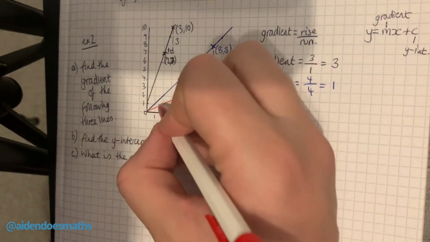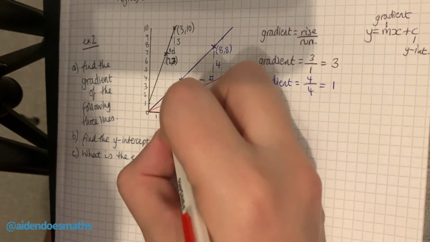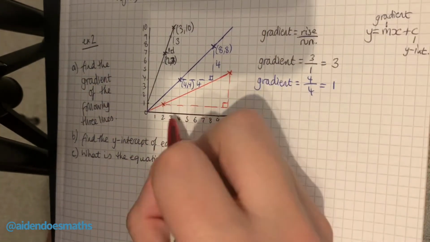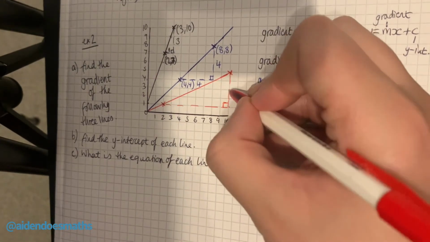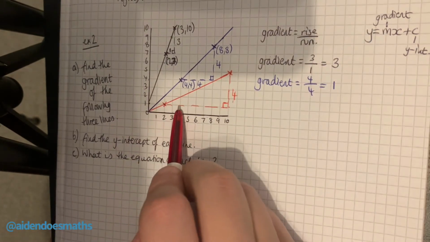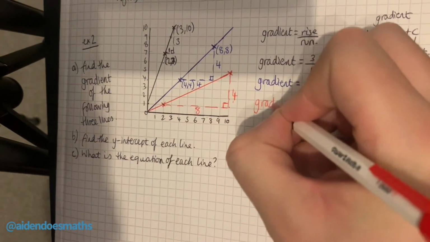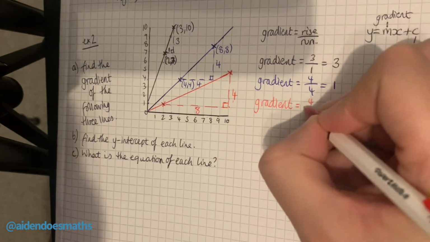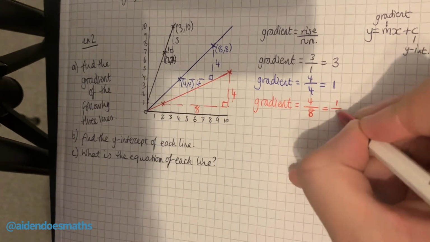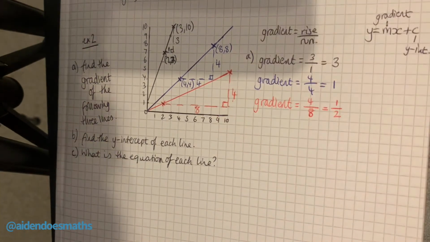Finally, for our red line, again, 2 exact coordinates. So we'll go with this one here, and we'll go with this one right at the end. So if we look here, how many squares up did we go? 1, 2, 3, 4. How many squares to the right? 1, 2, 3, 4, 5, 6, 7, 8. So our gradient for our red line is 4 over 8. And actually, that's not a whole number, but if we simplify the fraction, it gives us a half. Okay, so that's part A done. There's our 3 gradients.